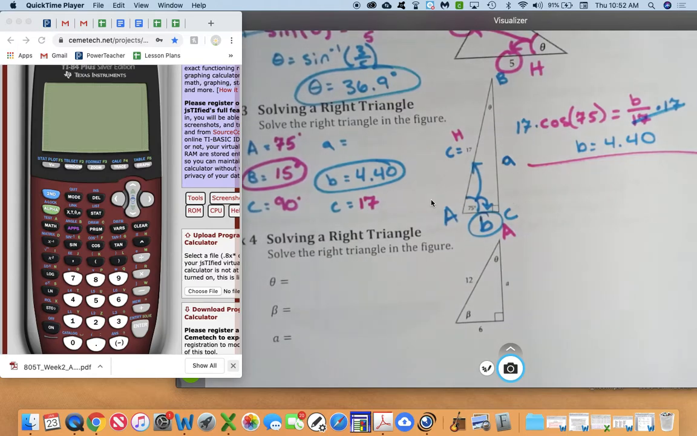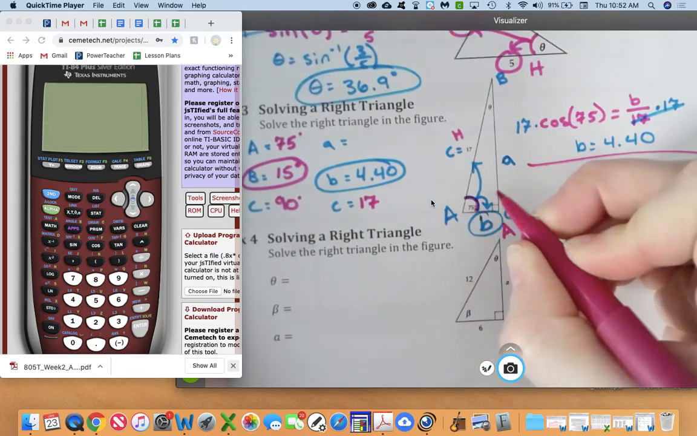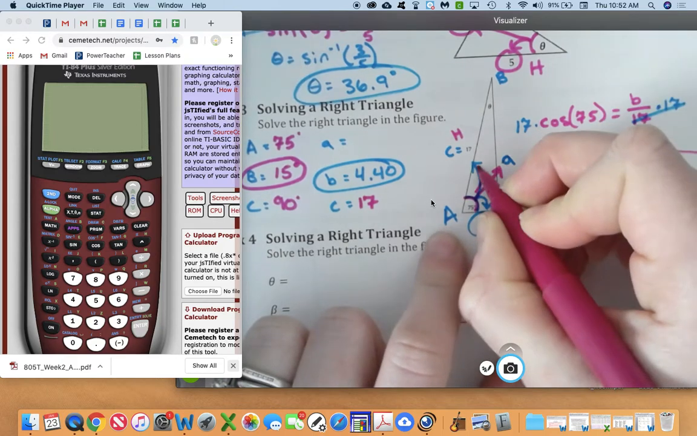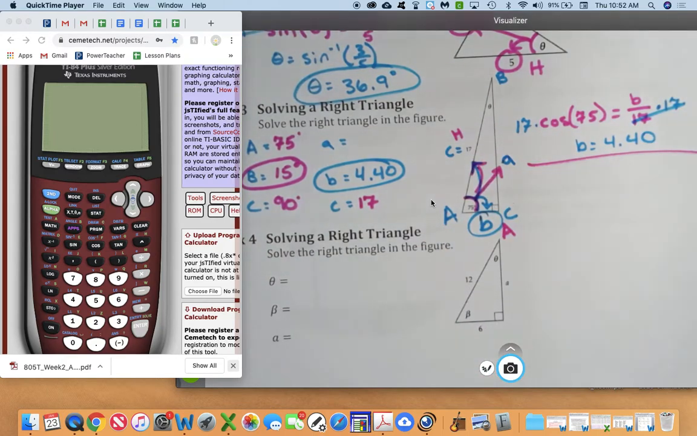So, we'll use the same numbers again. We'll use 75, but this time we're going to do A and C, okay? Could you use A and B, since we know what B is now? Yes, but why not?